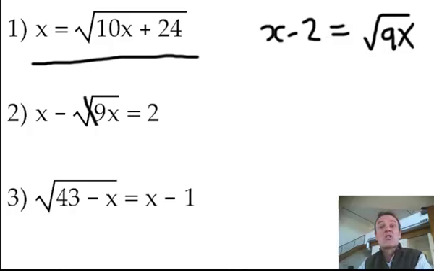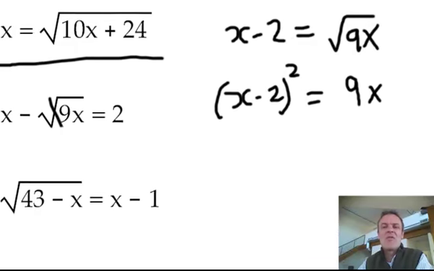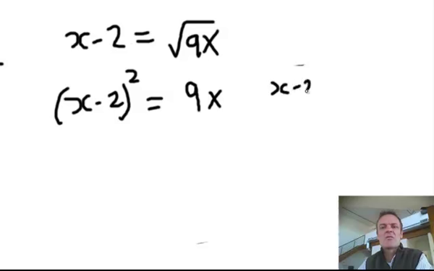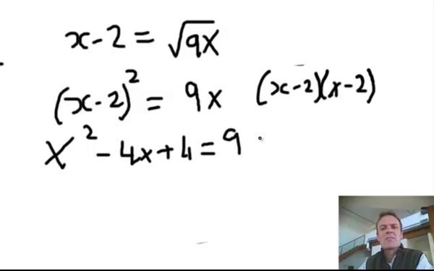I'm now going to square both sides. That's the easy side, square a square root, it's just the thing inside. Now what happens when I square an x minus 2? Again, remember, this is a FOIL. It's x minus 2 times x minus 2. If I FOIL it, I will end up with x squared minus 4x plus 4. That still equals 9x.